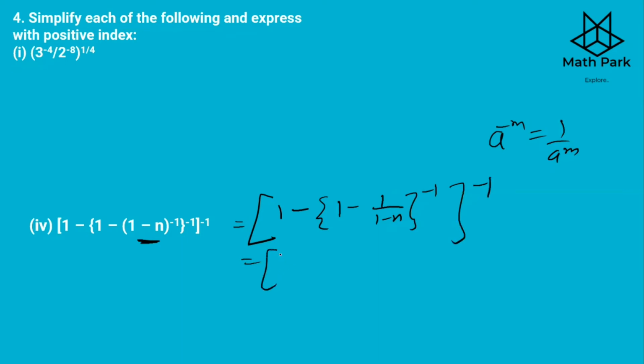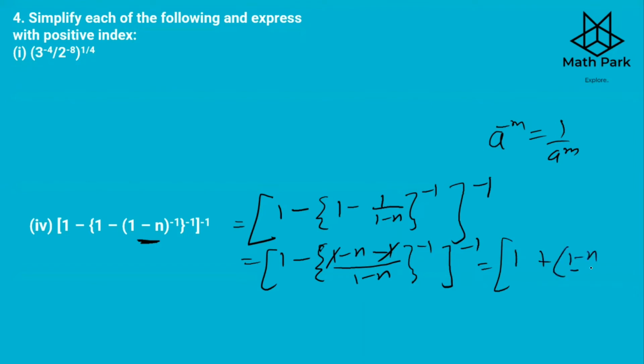Now let us keep this 1 minus. We are solving this. So LCM is 1 minus n. So this becomes 1 minus n minus 1 upon 1 minus n raised to minus 1, this all raised to minus 1. Now this 1 minus 1 gets 0. Minus of minus is going to be plus. And we will be taking the reciprocal of this. So this becomes 1 and this minus of a minus is going to be plus, and n upon 1 minus n raised to minus 1 becomes 1 minus n upon n. Okay. And this bracket is now solved and this raised to minus 1.